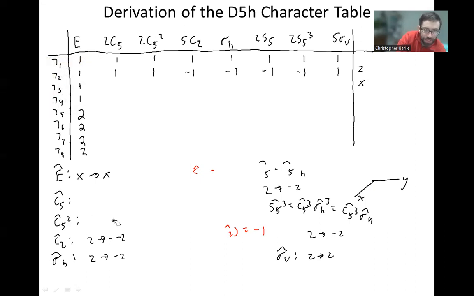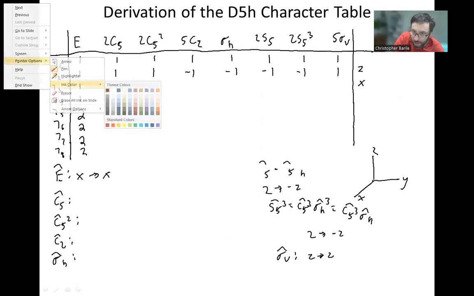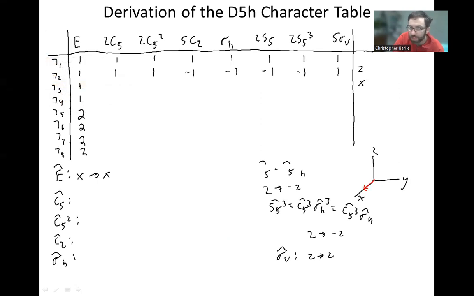The C5 is a 72-degree rotation wrapping around the z-axis. Remember, the z-axis is the principal rotation axis. And so what's going to happen here in this case? Now we're thinking about an x vector. That x vector, we're thinking about it rotating 72 degrees around the z-axis. So it's going to spin, and it's going to spin not quite to y, because y would represent a 90-degree rotation. And so what this means is that x is going into some linear combination of x and y.